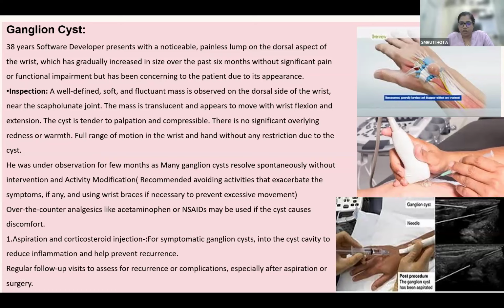Also the pain goes away. But if there is any inflammation or an increase in size, you can try aspiration of the cyst. On aspiration you will find some gelatinous fluid, and you can give some steroids so that the cyst will not recur. Usually methylprednisolone or depot steroid prevents recurrence.